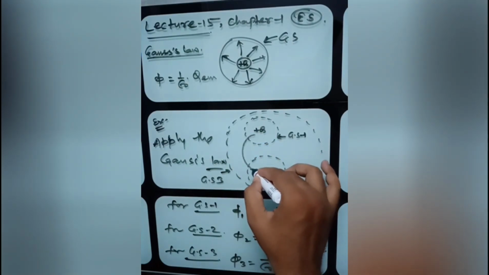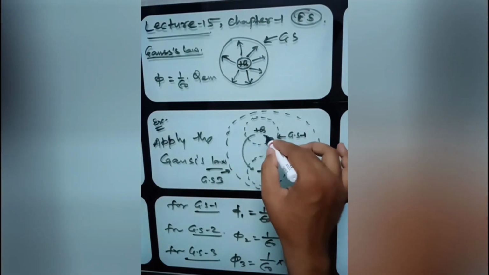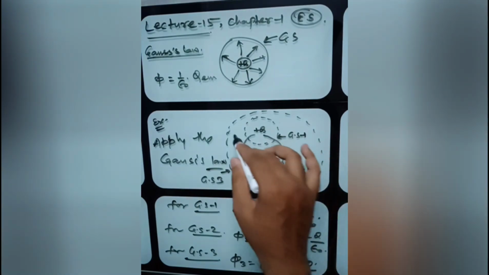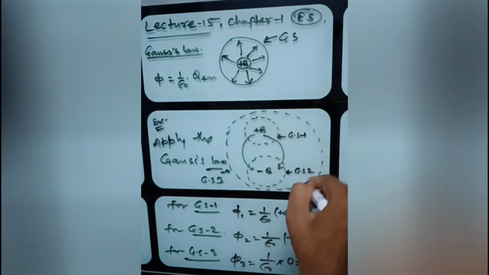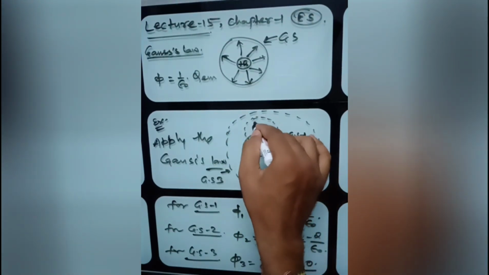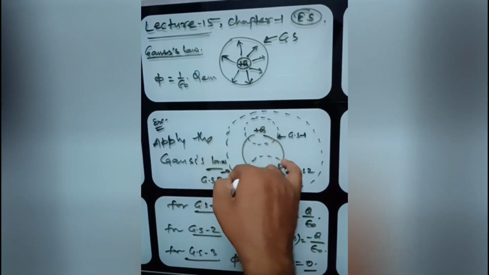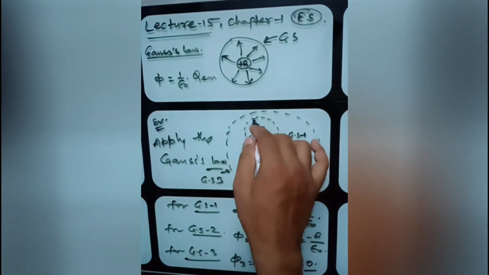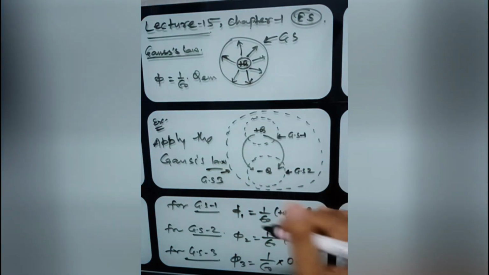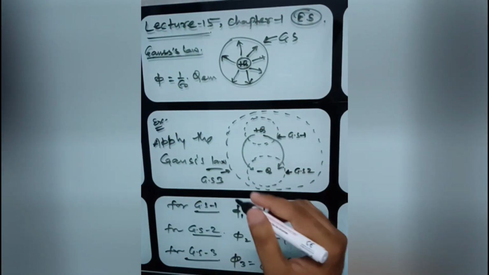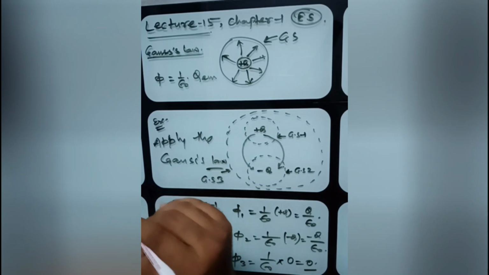It will be accepted by the negative charge, and this particular Gaussian surface will not encounter any net field lines. Or if any field lines are moving out, then the same field lines will move in, and the net flux, that is the outward and inward, will be equal with the opposite sign, and the net will be 0. So this is the simple example of how you have to apply the Gauss law, student.